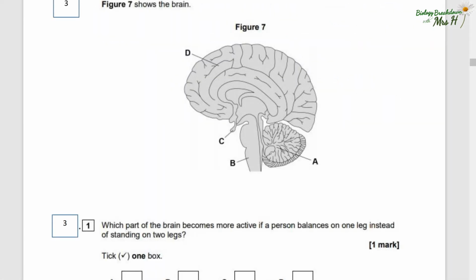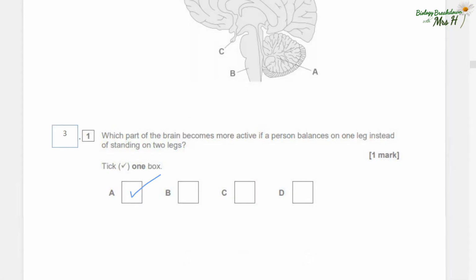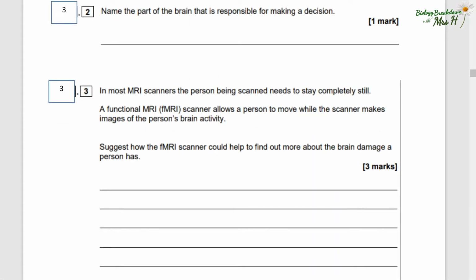Question 3. Figure 7 shows the brain. Which part of the brain becomes more active if a person balances on one leg instead of standing on two legs? So that is the cerebellum, and that is part A. Name the part of the brain that is responsible for making a decision. So you will have put cerebrum, and you could have put cerebral cortex there.